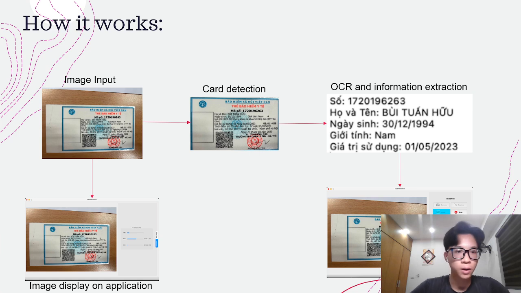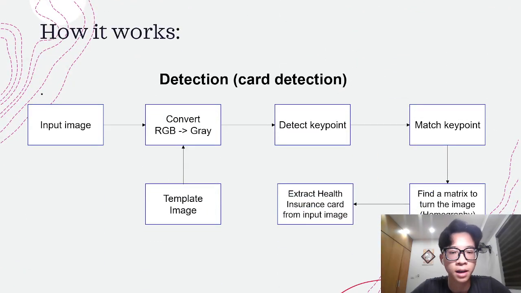So this is how my program works. When the image is input, it will immediately be displayed on the application. Then it will go through the card detection process, which I will go into in detail. There are two input images: the input image, which is the one that you want to recognize, and the template image, which acts as the platform based on which the input image is detected.